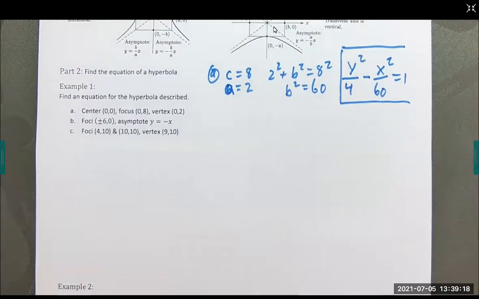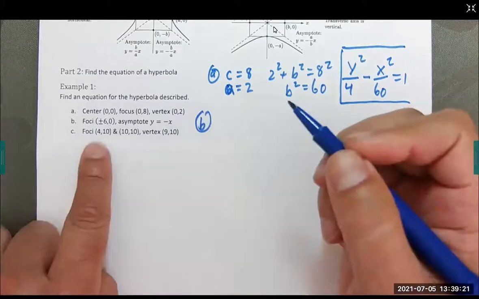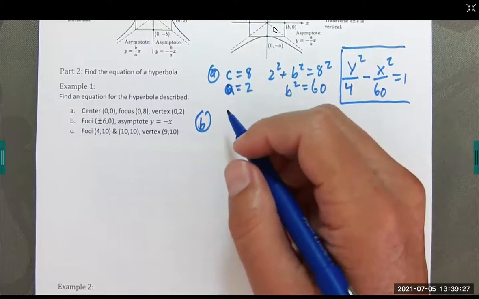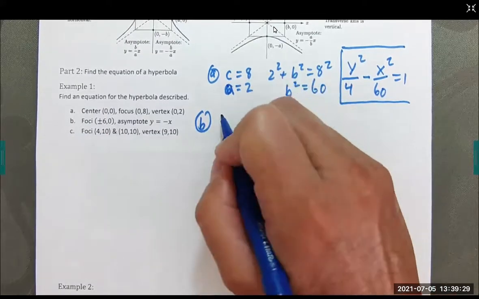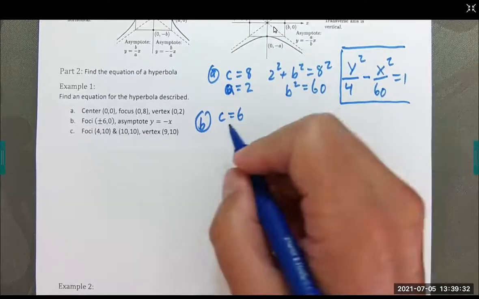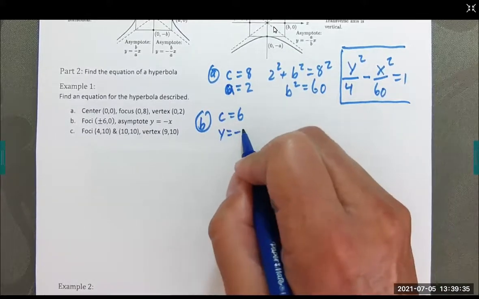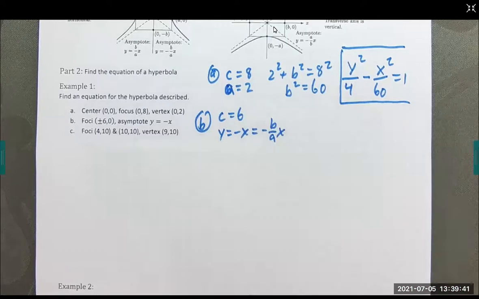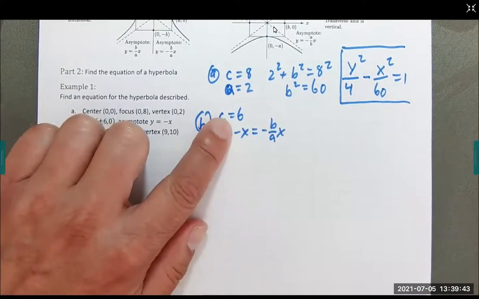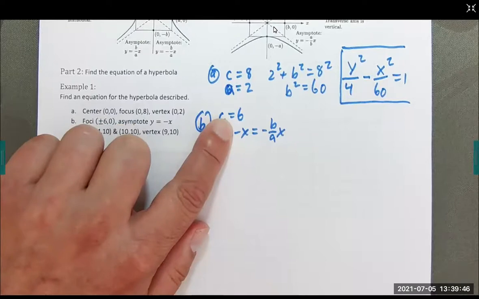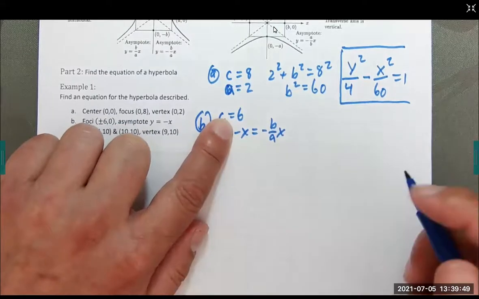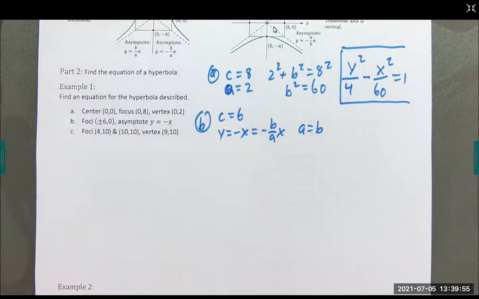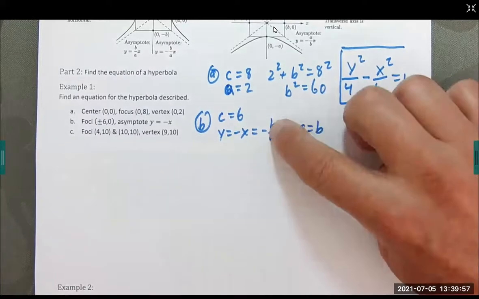Part B. Our foci are plus or minus 6. Looks like we're going through, the center is at 0, 0. So this means that c is 6. We have an asymptote, y equals negative x, and we know the asymptote is going to be negative b over a x. So if we divide out the x's, which we normally can't do because we're assuming that x isn't 0 when we do that, get rid of the minuses, multiply through by a, we end up that a equals b in this case. And you can see when a and b are the same, we get a negative 1, so they match up.